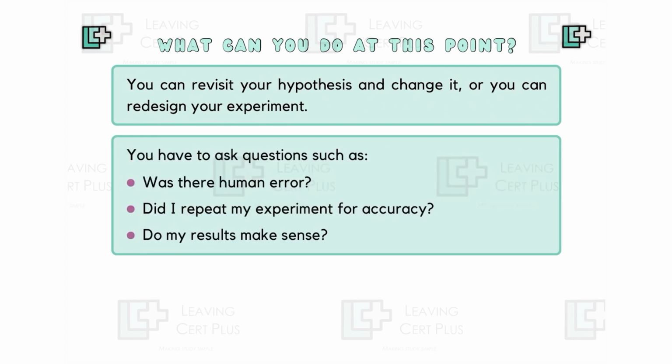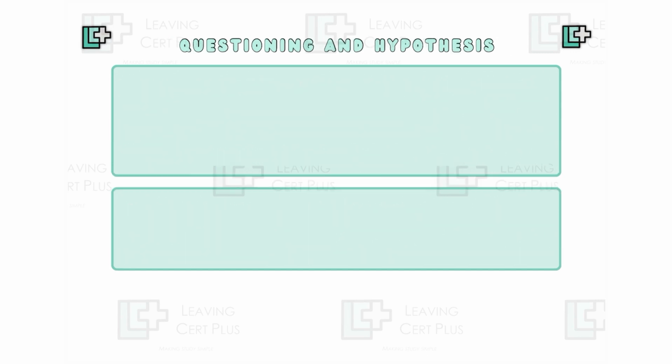You have to ask questions such as, was there human error? Did I repeat my experiment for accuracy? Do my results make sense? These are the sort of things you have to think about. And what will happen is you'll kind of get used to this as you try it through trial and error. You'll start realizing, okay, I think my hypothesis was a bit off there, or I didn't really do this experiment very accurately. And then you go back to the drawing board and you go back to the process and you start it all again.